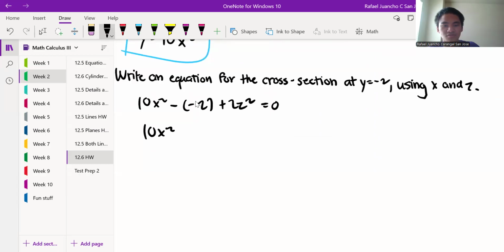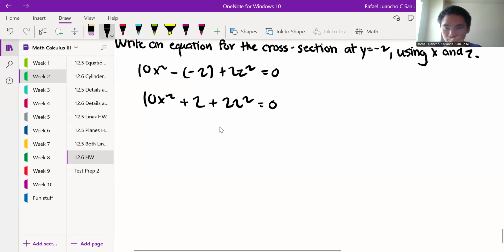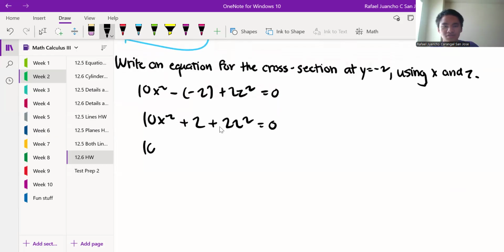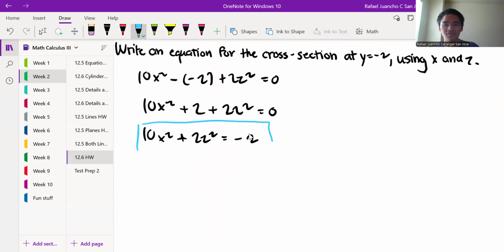So again, it gives me this thing, right? What else? I could put this to the other side. Negative 2. And so this equation doesn't make sense because it's negative on this side. So this is basically impossible. Is it though? Can we draw a graph of this? Yeah, if we do draw a graph of this, this is the equation of that cross section, which means there's no solutions for any x and z to give some negative 2 value.